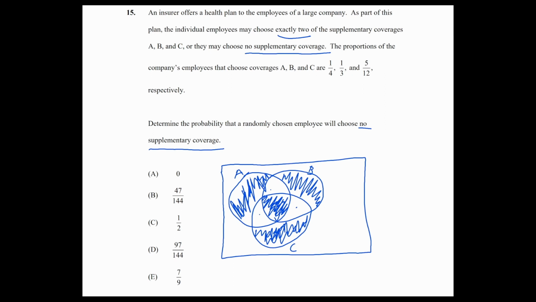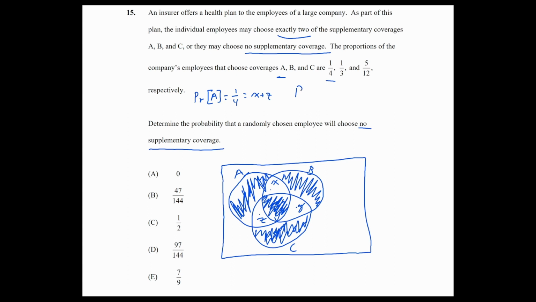So let's name each of these. I'm going to call this X, this Y, and this Z. Okay, so now we have X, Y, and Z. Let's think about the probability of having coverage A. We know the probability of having coverage A is going to be 1/4, so the probability of having coverage A is equal to 1/4, which is equal to X plus Z.